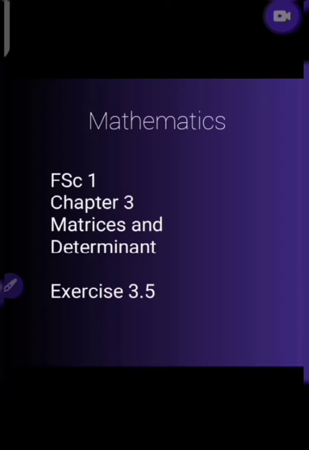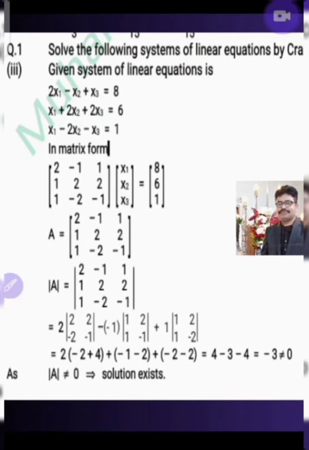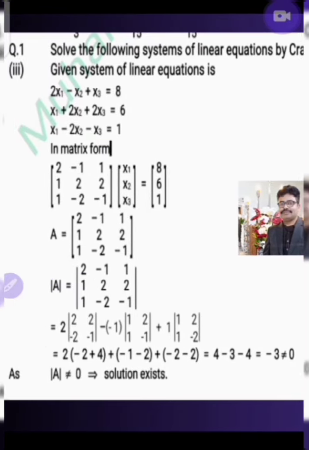Although it's for Federal Board FSC 1, Chapter 3, Matrices and Determinant, Exercise 3.5, it's for all countries. Cramer's Rule is in all boards, in all universities: BBA, BCom, university-level engineering, etc. It's for all. Question number 1: solve the following system of equations by Cramer's Rule.